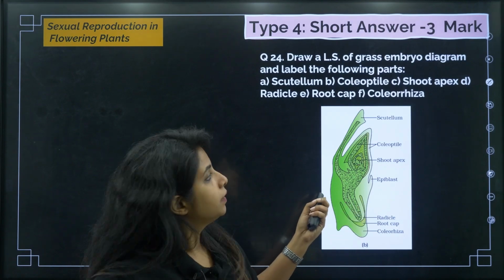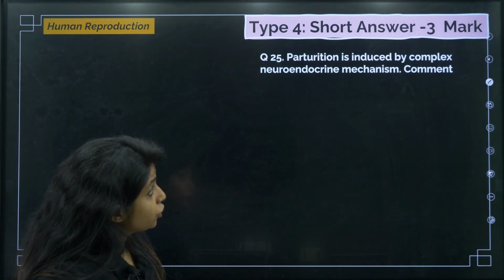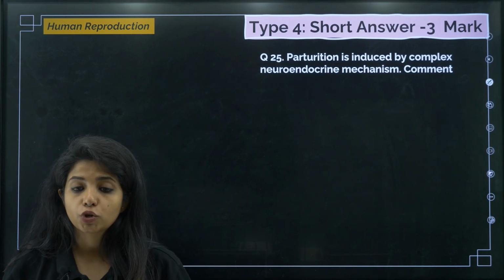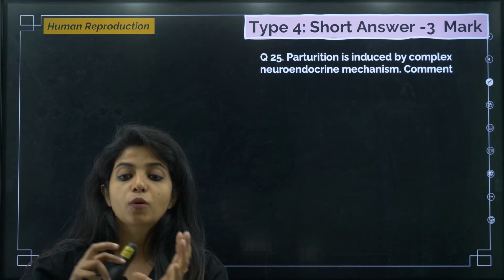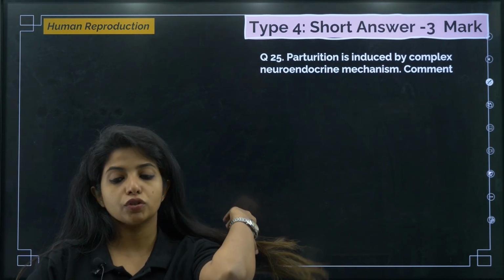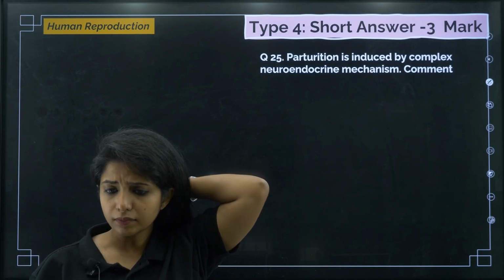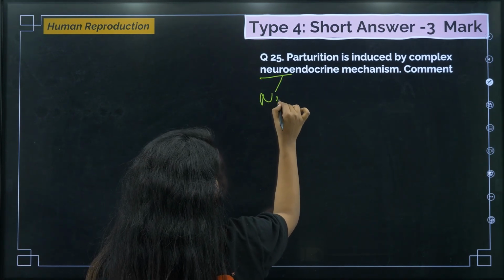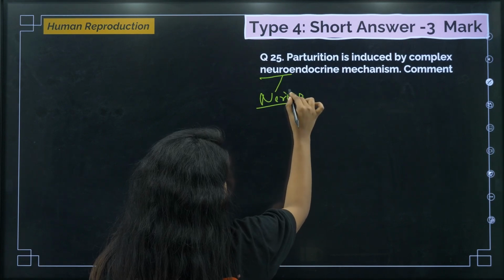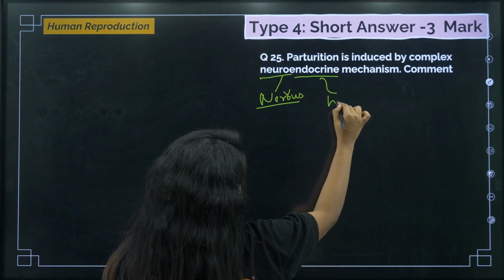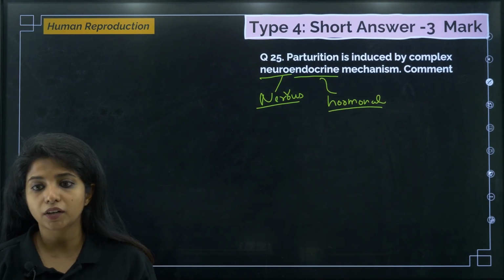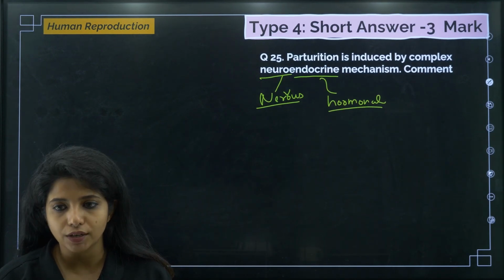Now, parturition is induced by a complex neuroendocrine mechanism. What do you mean by parturition, children? Parturition is basically the expelling of the human baby after it has grown fully, completely. Now I say it's a neuroendocrine mechanism. That means basically my nervous system is involved, my brain and everything is involved. Apart from that, the hormonal system is also involved over here. That is what I mean by neuroendocrine mechanism.